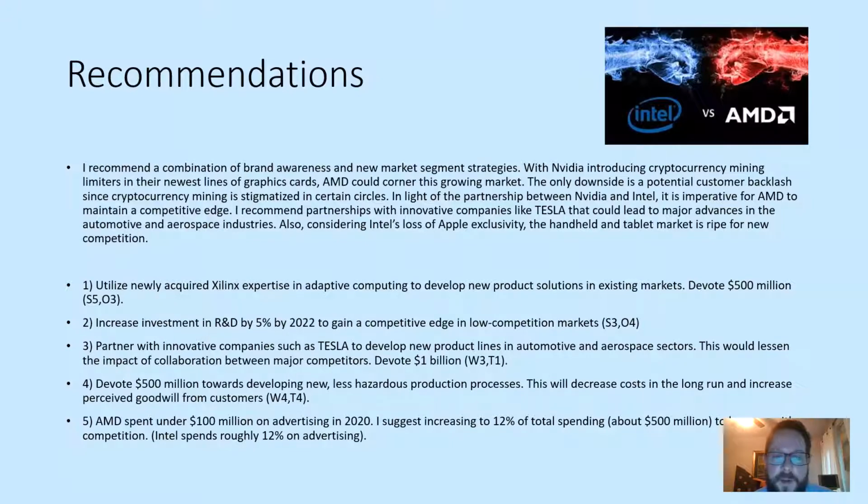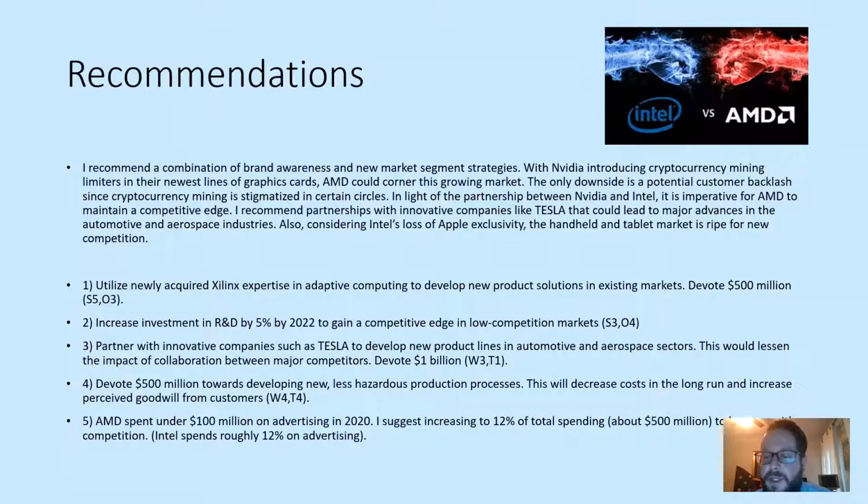I recommend a partnership with Tesla, specifically in these automotive and aerospace sectors that I've been talking about, and I recommend devoting about $1 billion to this. Number 4, I recommend devoting about $500 million towards developing new and less hazardous production processes.